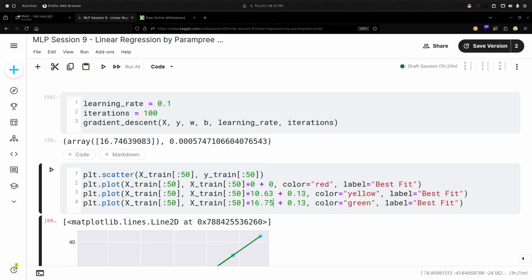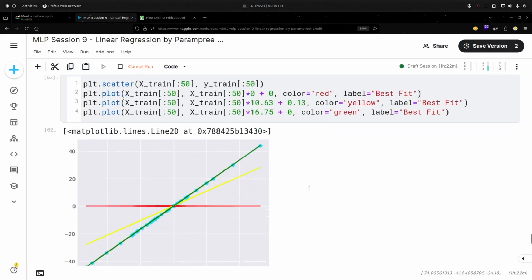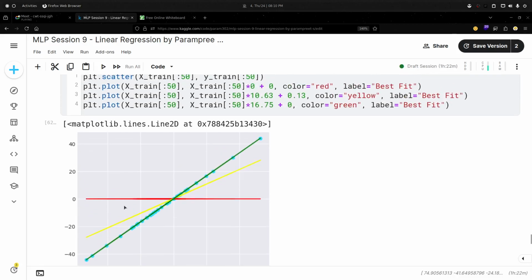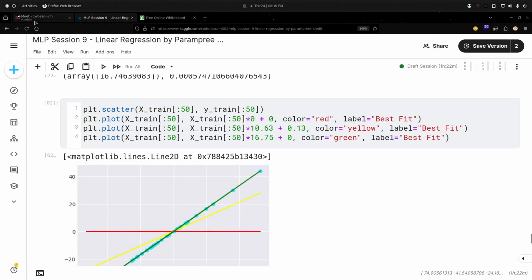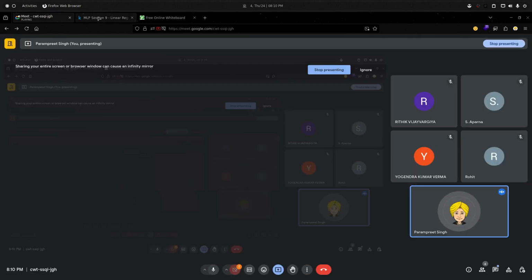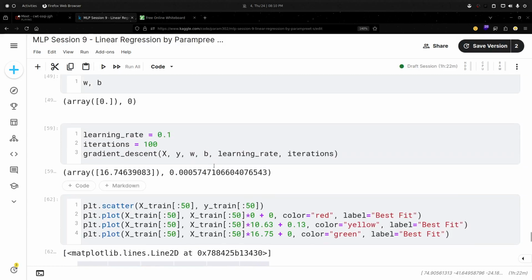16.7, I'll say 5, also 0 here. So you can see the red line, we started from the red line. After 10 iterations we got this yellow line, and after 100 iterations we got this green line. It doesn't mean that only after 100 iterations we'll get this green line. It can be any number.